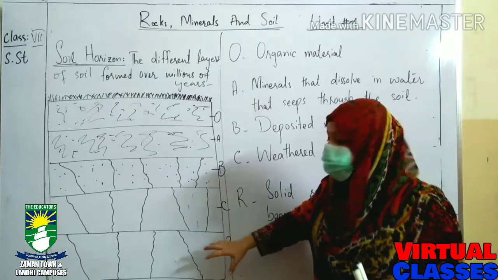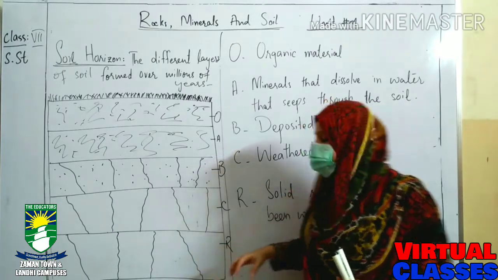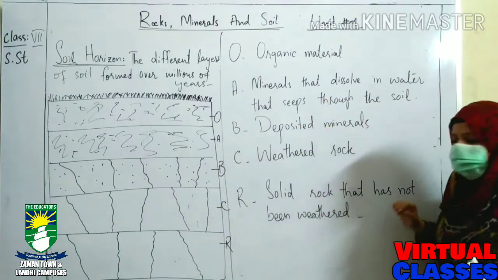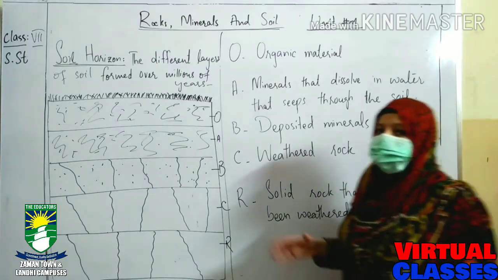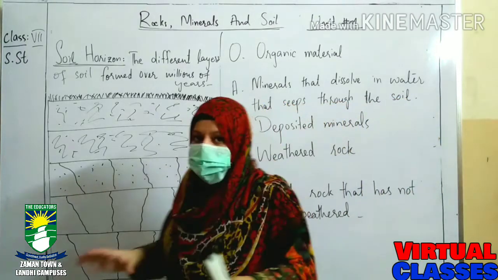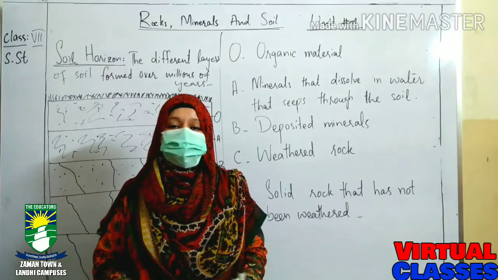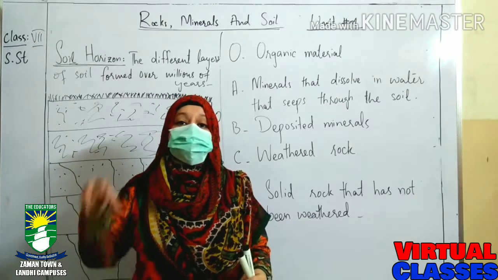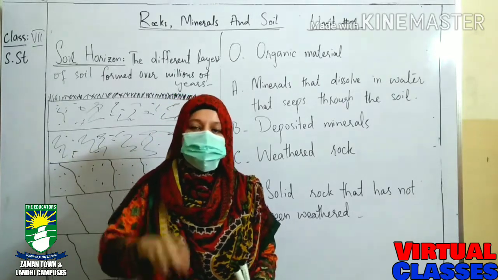The next one, the deepest layer, is R. Solid rock that has not been weathered. This one is the solid rock that does not break down into pieces. It is deep down and is the strongest part of the soil horizon.